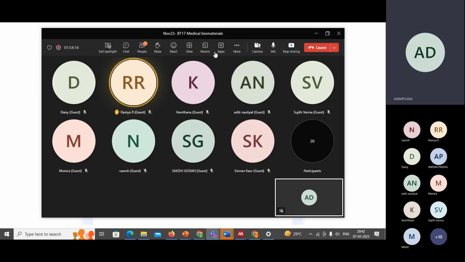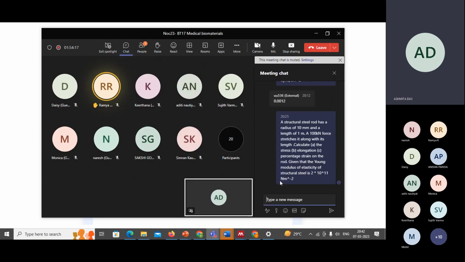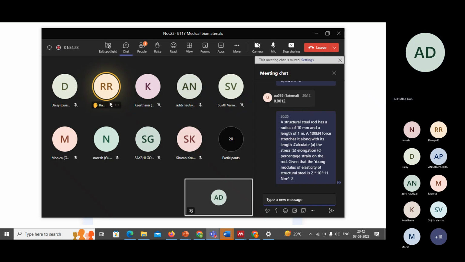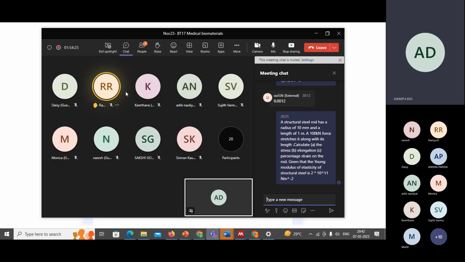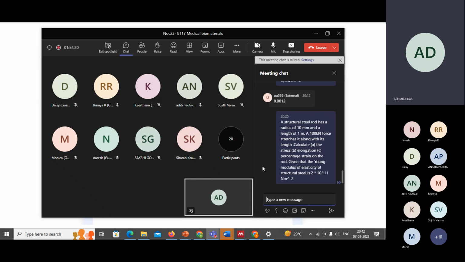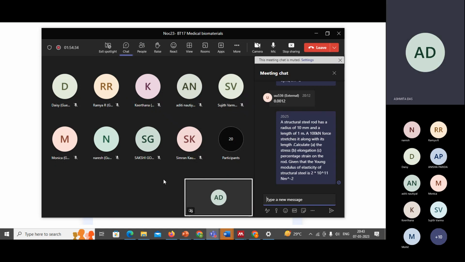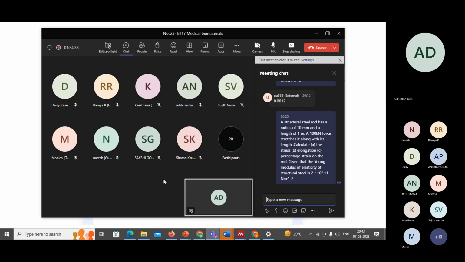Okay, I also mentioned one more question in the chat box. Please solve it and tell me the answer. Ramya, can you please put down your hand? Yeah, please solve this question and tell me whatever answer you get. Please let me know.